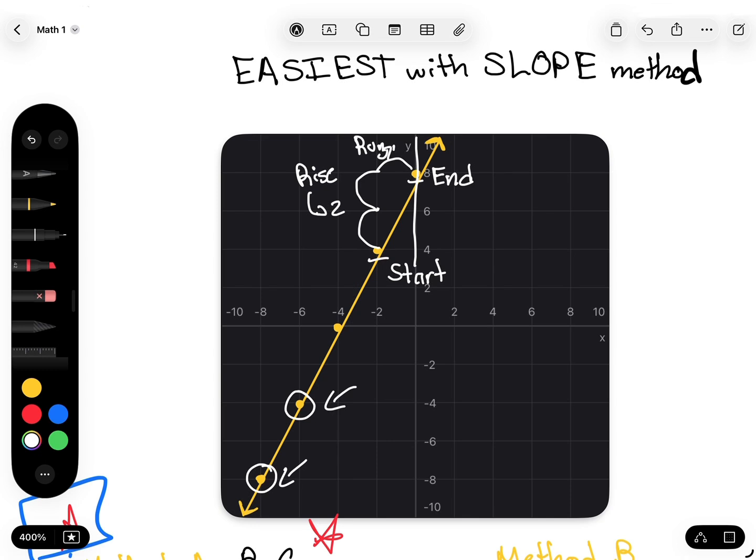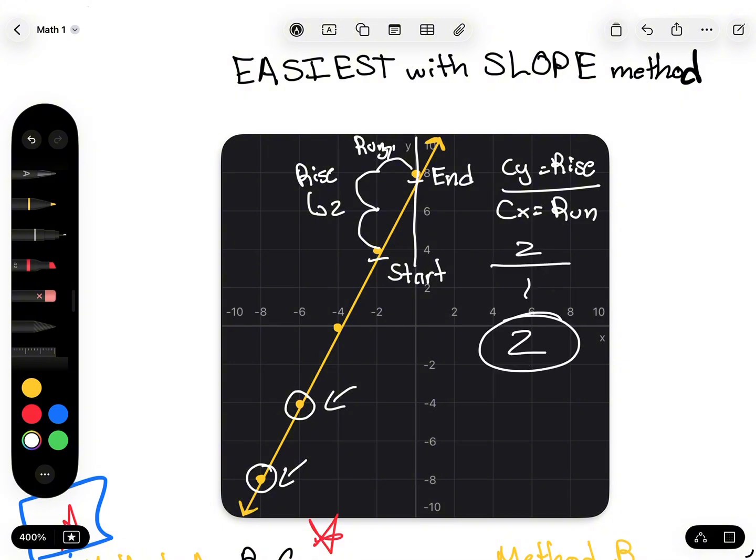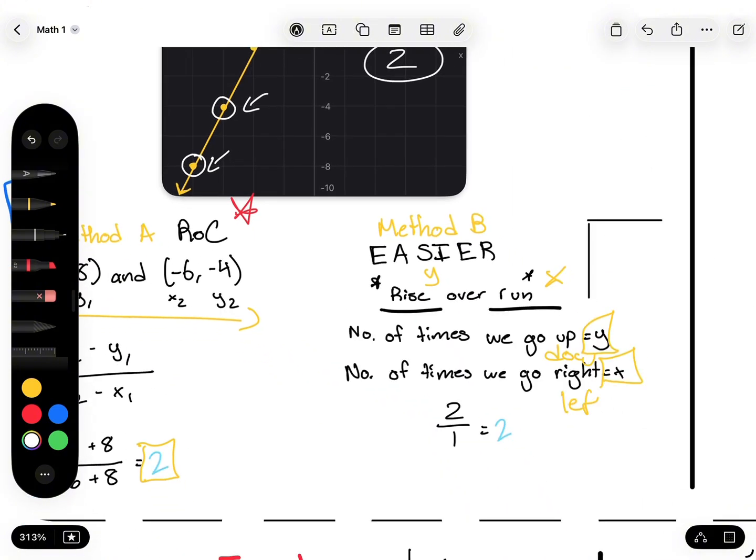Our rise is our change in y, and our change in x is our run. Our change in y was 2, our change in x was 1. 2 divided by 1 is 2. And that's what I do down here.